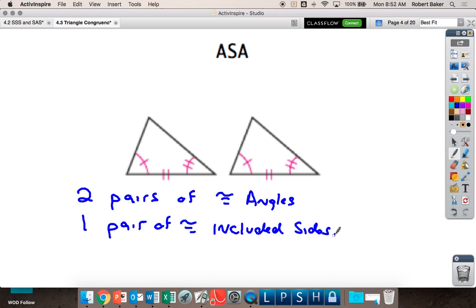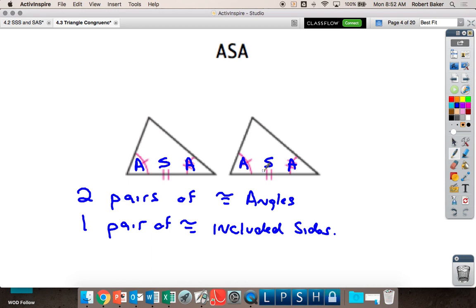So now the side has to be between the angles for this to work. So we have an angle congruent to an angle, a second angle congruent to a second angle, and a side in between the 2 angles. You get the ASA shortcut. If you can prove 2 pairs of congruent angles and 1 pair of congruent included sides, you can prove the 2 triangles are congruent. Does that one seem complicated? So you have 3 right now: side, angle, side, angle.